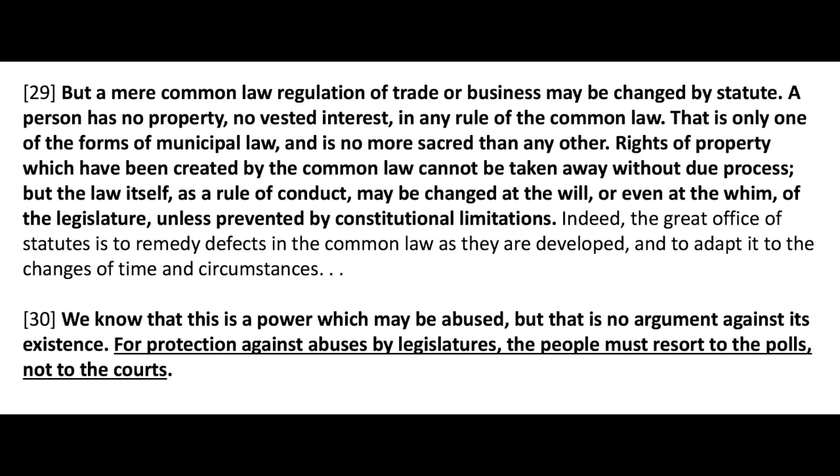In paragraph 29, he reminds us that legislatures have always been able to overrule common law regulations, unlike, say, a constitutional finding. So in other words, even if you side with the argument that reasonable rate of return is something that should be subject to court review, legislatures are still paramount over judges in setting rates and regulations. They should have priority. But the important sentence is at the bottom of paragraph 30, where he says, "for protection against abuses by legislatures, the people must resort to the polls, not to the courts." In other words, the political branches have to fix this problem.